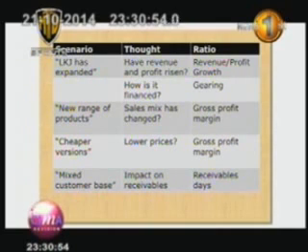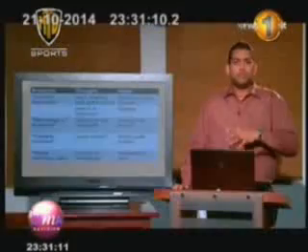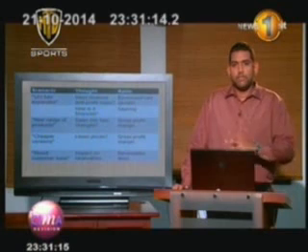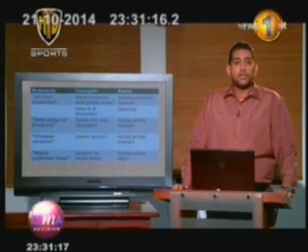Cheaper versions have come up. That's what the chairman is saying. Cheaper versions may be at lower prices. That means you are reducing your profit margin. You are losing the profit margin. Again, the gross profit margin will help you to understand it. And a mixed customer base. Mixed customer base would indicate that you have all types of customers. Are we suffering in terms of our liquidity? Are we giving them too much credit? What is the impact on the receivables?